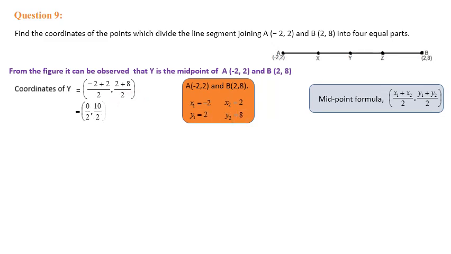Calculation: minus 2 plus 2 is 0, by 2 is 0. 2 plus 8 is 10, by 2 is 5. So we have got the coordinates of Y, that is (0, 5).